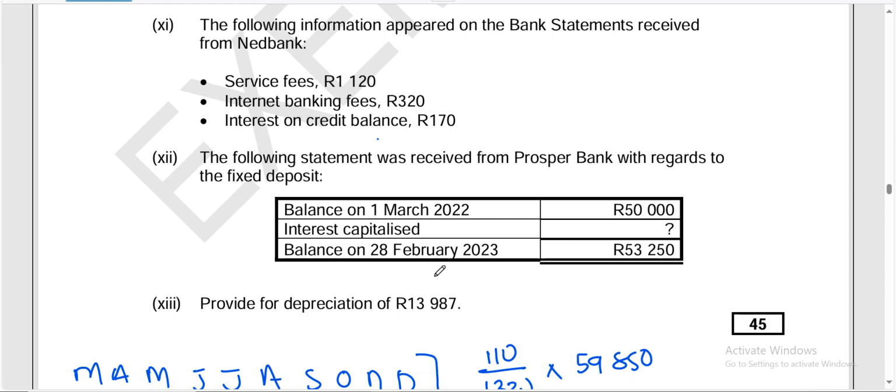Like I was saying here, it was supposed to be the loan statement, not fixed deposit. So I think maybe the person who was setting the paper took this question from somewhere and forgot to change. But also, if you go to the memo, you'll see that this was treated as a loan. So I'm going to do it exactly like that.